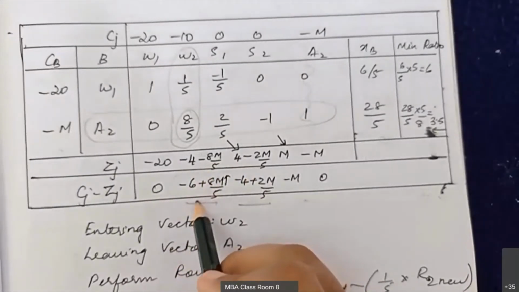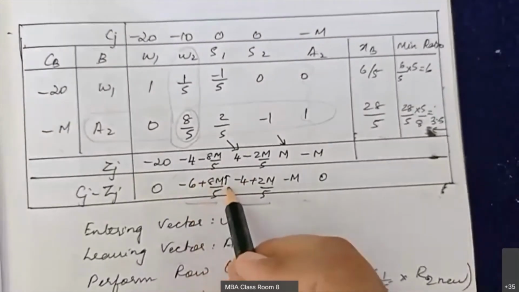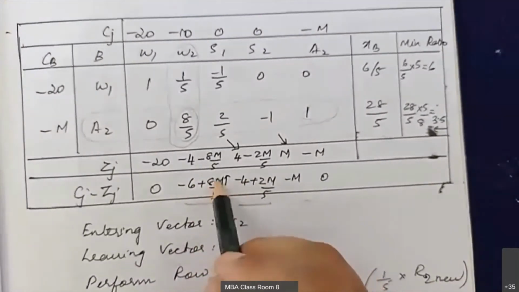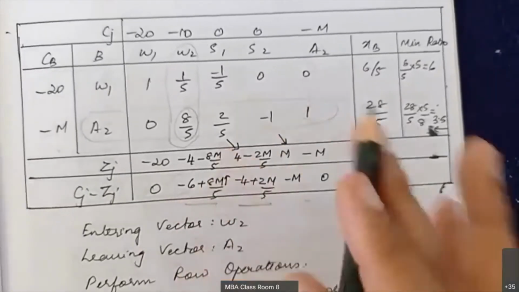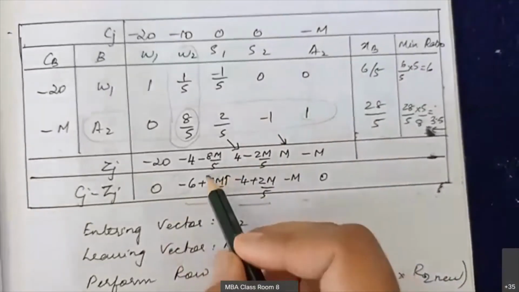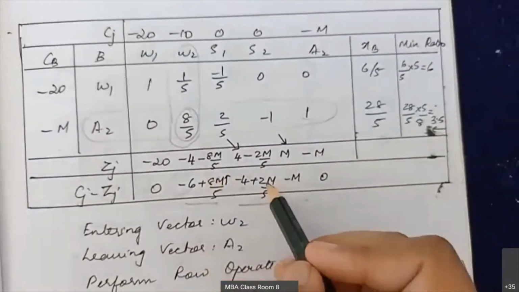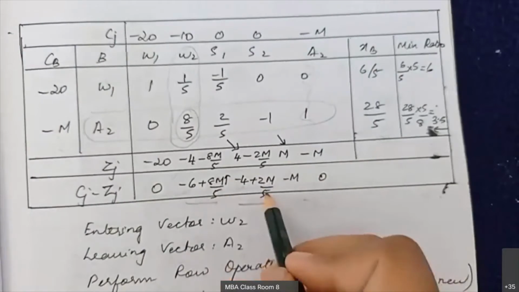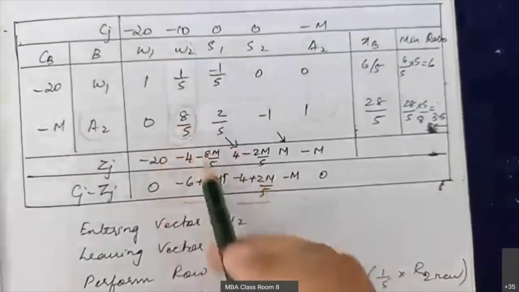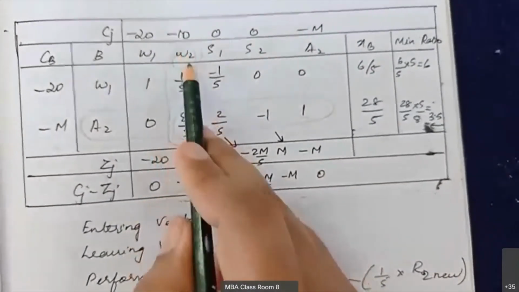For values having M, you need to check the coefficient of M alone only. You don't have to take the 6 or minus 4. You can just ignore them. Over here, the M value has a coefficient of 8 by 5. Over here, the M value has a coefficient of 2 by 5. 8 by 5 is bigger than 2 by 5. So this is going to be our incoming vector. W2 is the incoming vector.